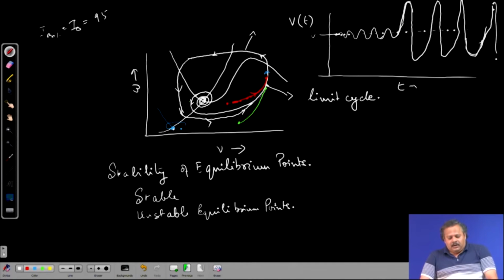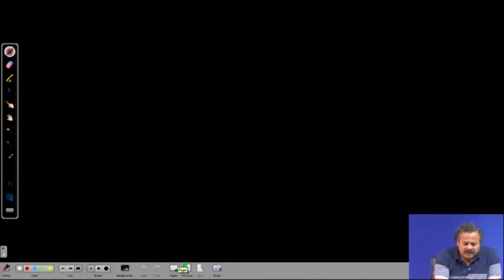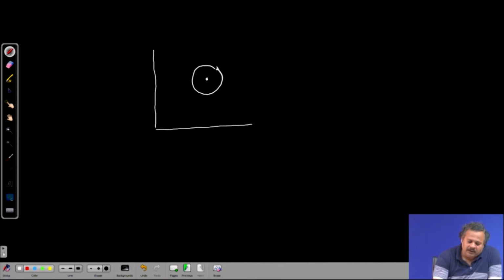So, in order to look at the stability and linearize the system, we have to take into account a little bit of mathematical treatment of the equations. We will try to understand the stability of the equilibrium points based on linearization in a small neighborhood around the equilibrium point.